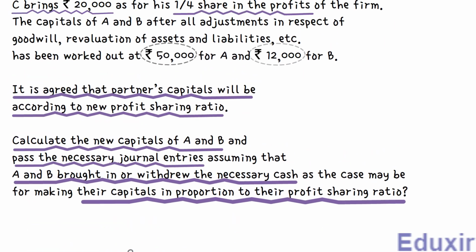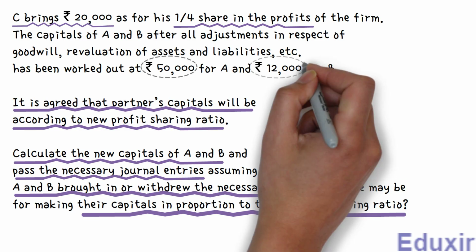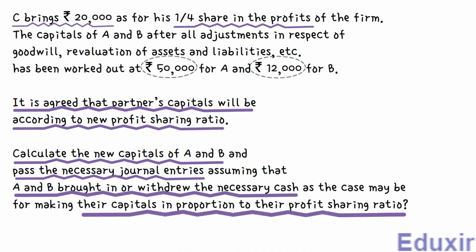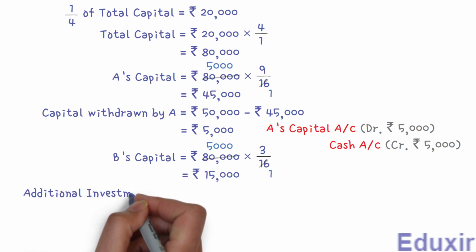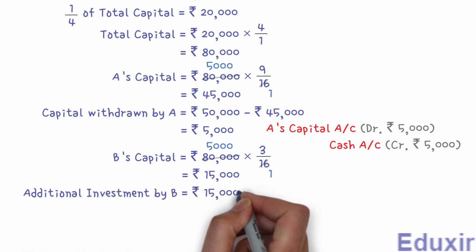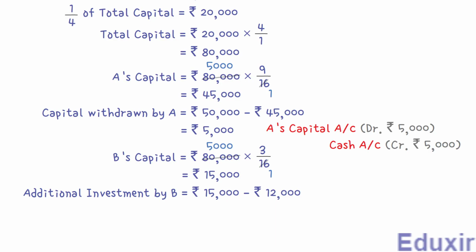Now it is given in the problem that after all the adjustments, the capital of the partner is 12,000 rupees. But as per the profit share proportion, the capital of the partner should be 15,000 rupees. So the additional investment that should be made by B is equal to 15,000 rupees minus 12,000 rupees. Subtracting, we get 3,000 rupees.